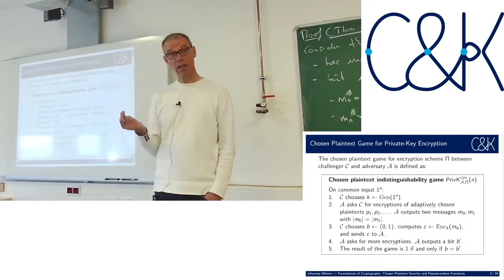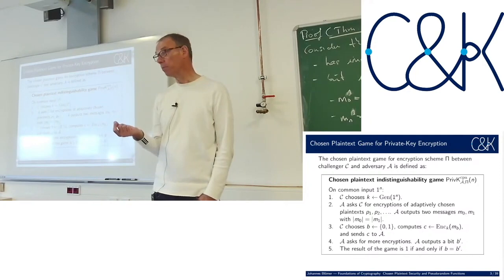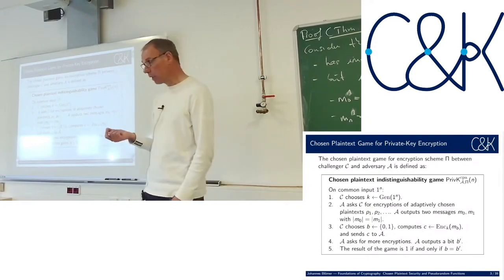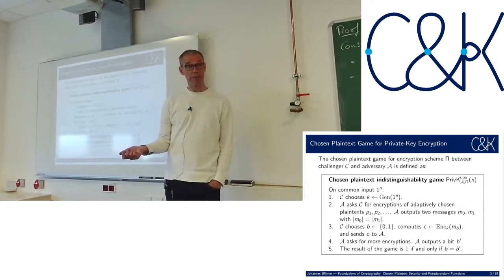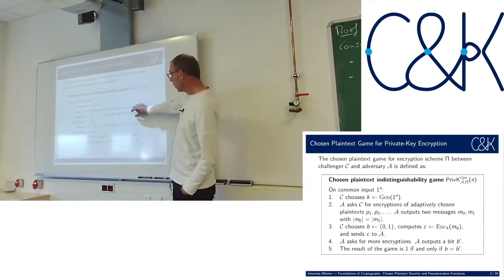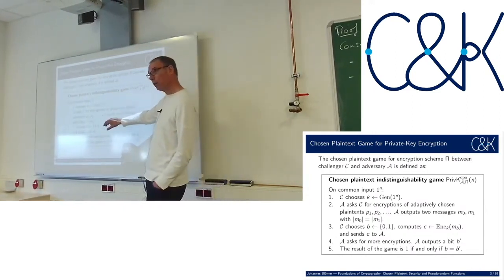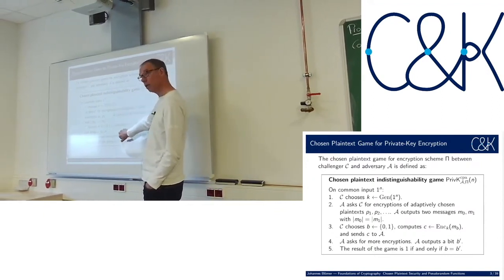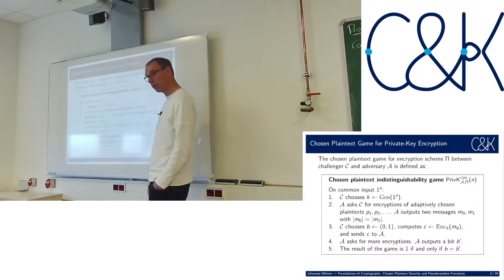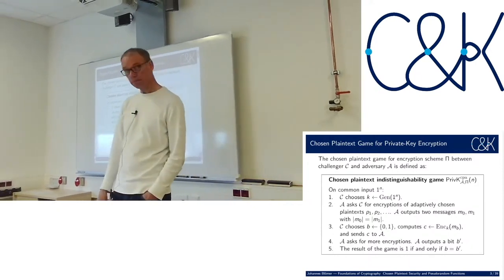Okay? And eventually he outputs a bit B prime. And he wins. And the result of the game is 1 if and only if B is equal to B prime. Okay? So the additional power that we give the adversary is here and here. In both cases, we can ask for encryptions.